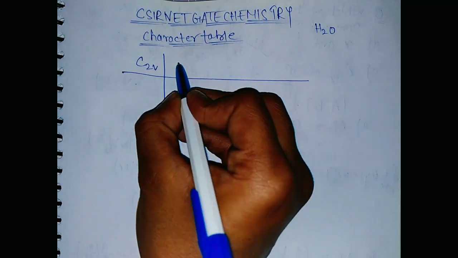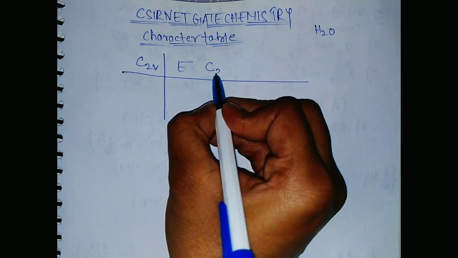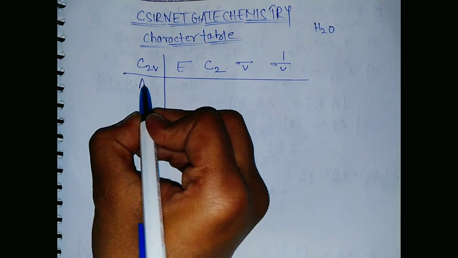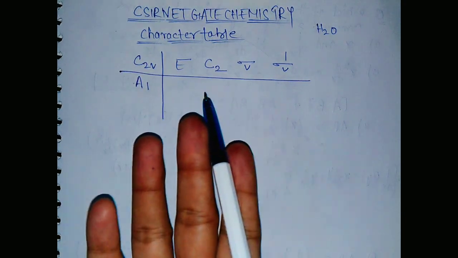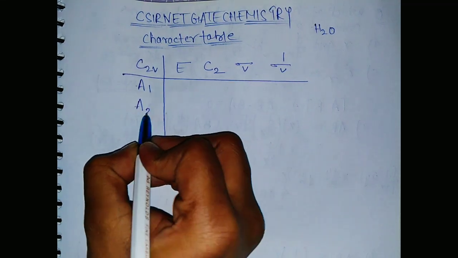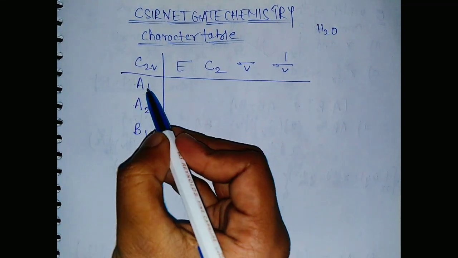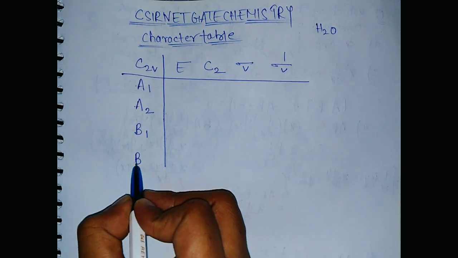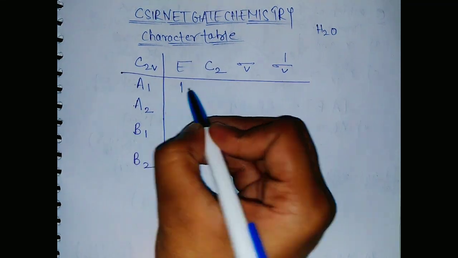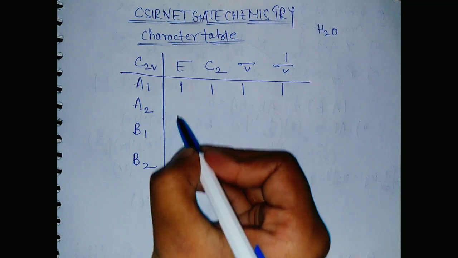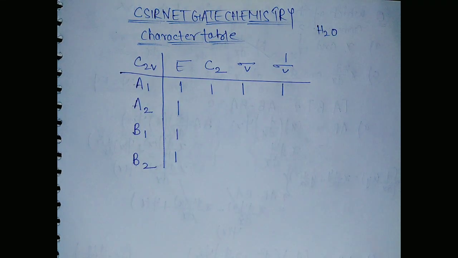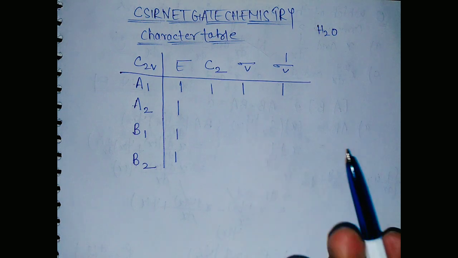So first is E, then C2, sigma v and sigma v dash. This is A1, I am assuming you know this much. This is very basic, everybody knows it. This is A1, A2, B1, B2. Very simple. First of all you have to write 1, 1, 1, 1 here, and in this line also you have to write 1, 1, 1. Very simple. Now how to write the other characters?